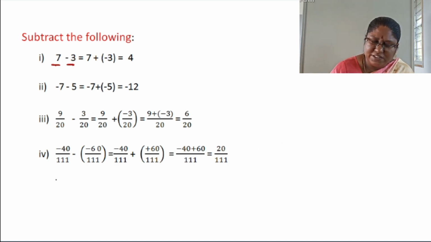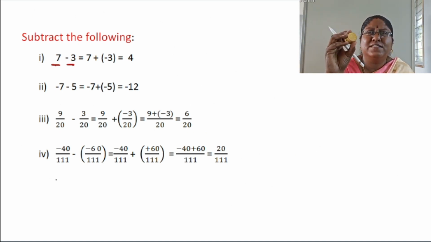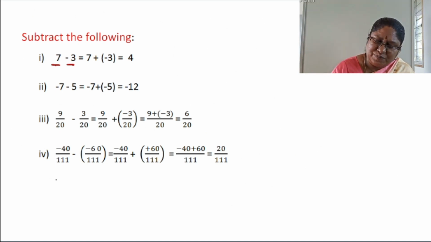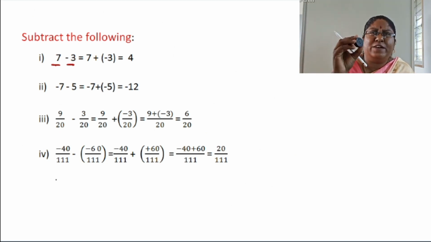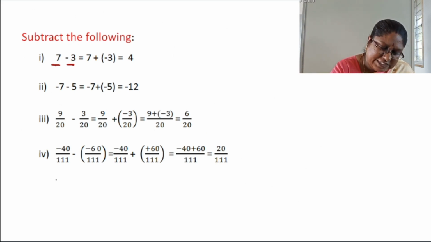You can consider this with coins. Start to count like this. This is 7 white coins. Take 3 black coins. Try to tally them. Can you do it and say? What will you get? Plus 4, which is more. The white coins are more.